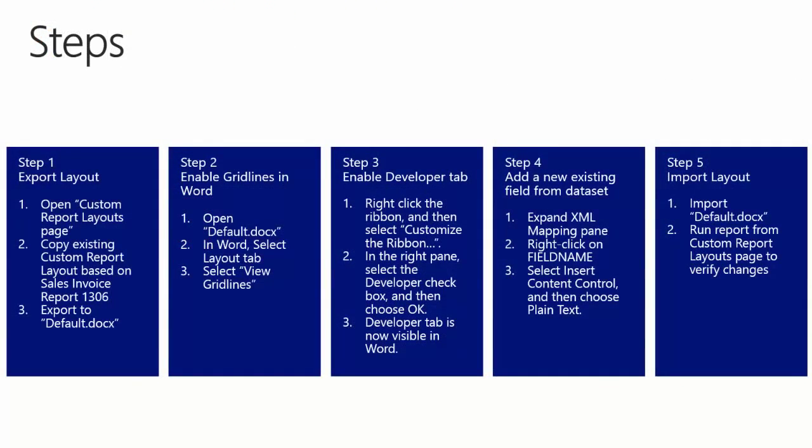So we are now at step number 5, the import layout. We have added an existing field from the dataset in Word, using the XML mapping pane. We now want to import the layout into NAV 2009, and we want to print the report and see how it looks.